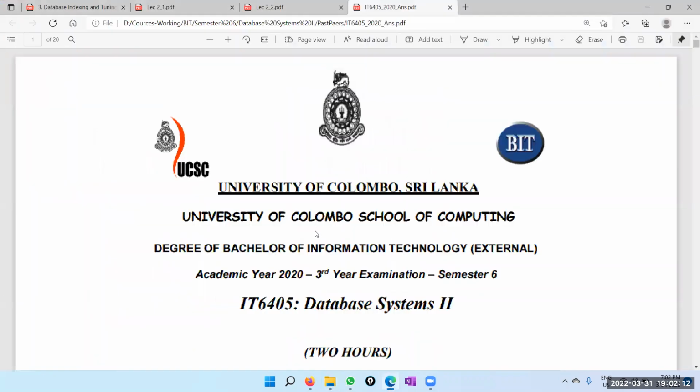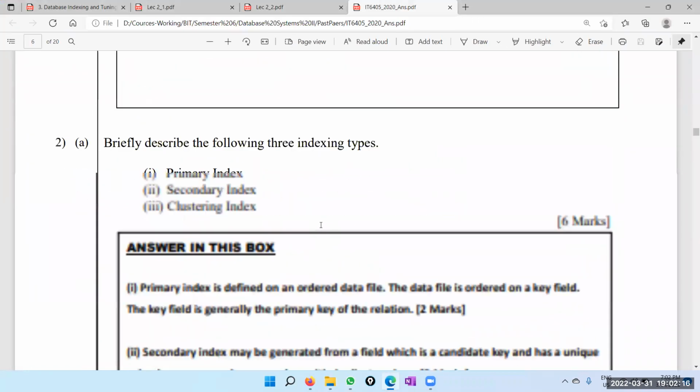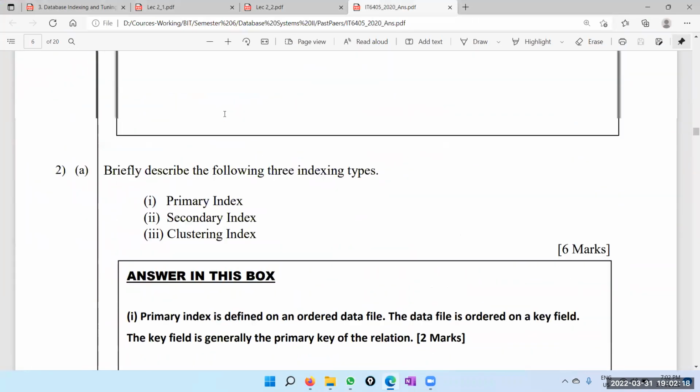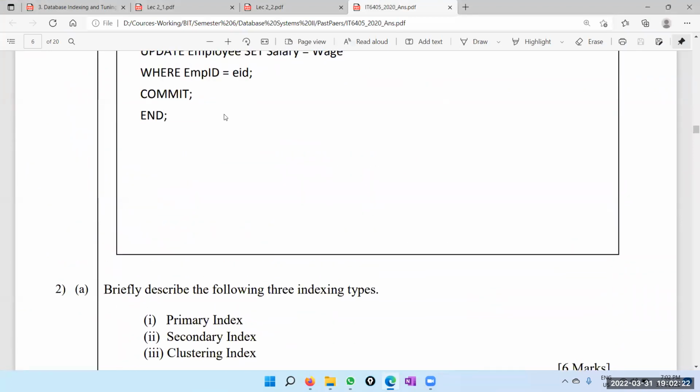So let's look at the 2020 paper. I'm specifically interested in this. Theory questions are not that difficult. Briefly describe the following 3 index types: primary index, secondary index, clustering index. Now you must have a very clear idea about these concepts.